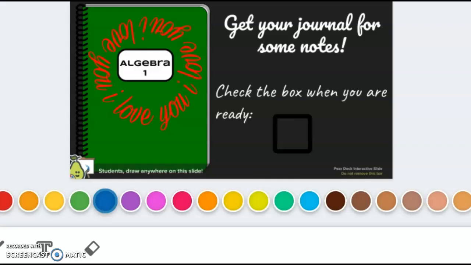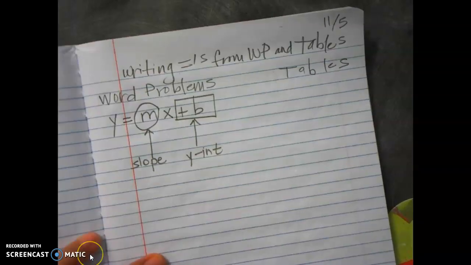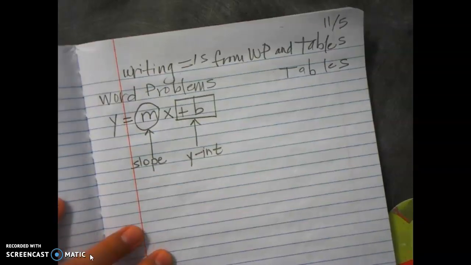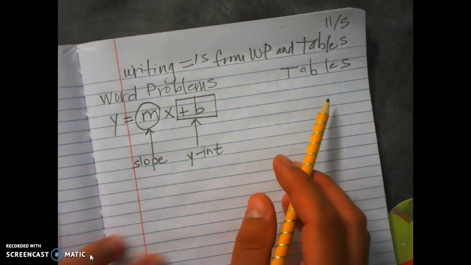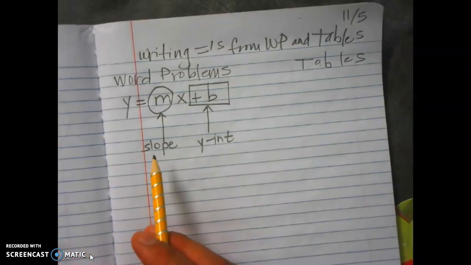Okay, so go ahead and get your journal to take some notes. You can press pause, go get your journal, and then come back. The title for today is going to be Writing Equations from Word Problem and Tables. Okay, so if you notice, I kind of split up my page into a word problem side and a table side. We're going to talk first about the word problems.